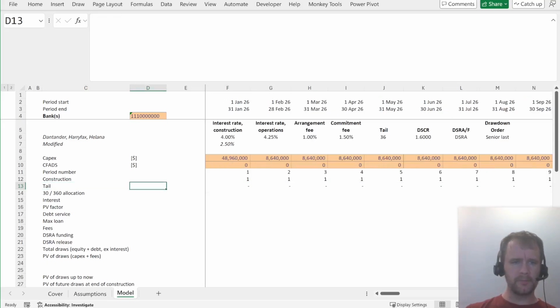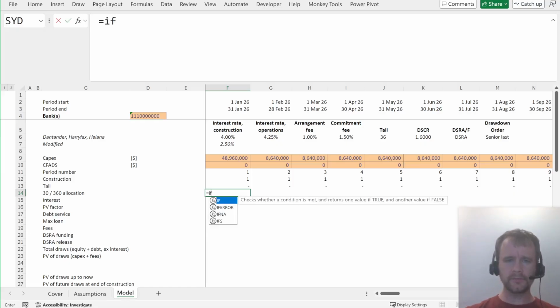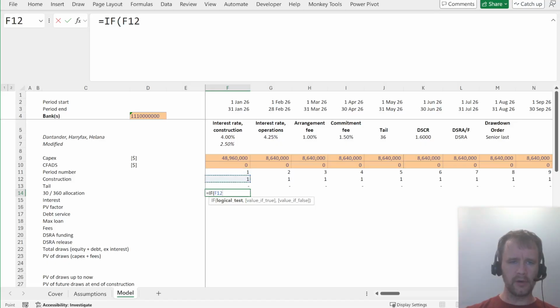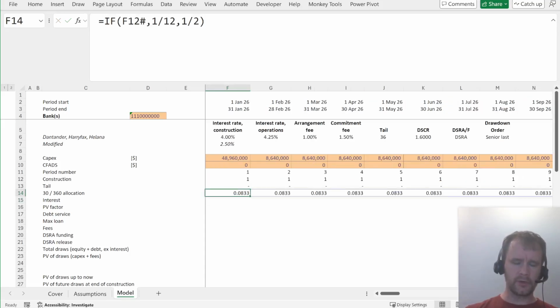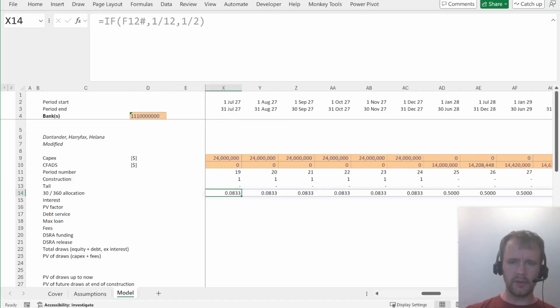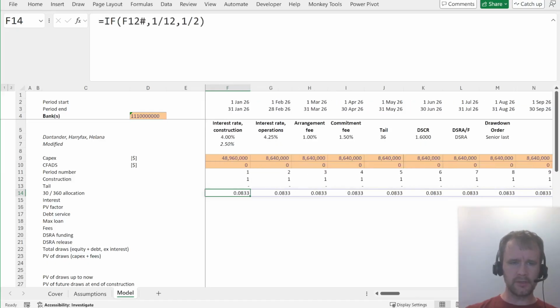That works. Okay. Then the allocation is just going to be, if we are in construction, then it's 1/12, otherwise it's a half. In other words, in construction we're monthly, and in operations we're 6 monthly.